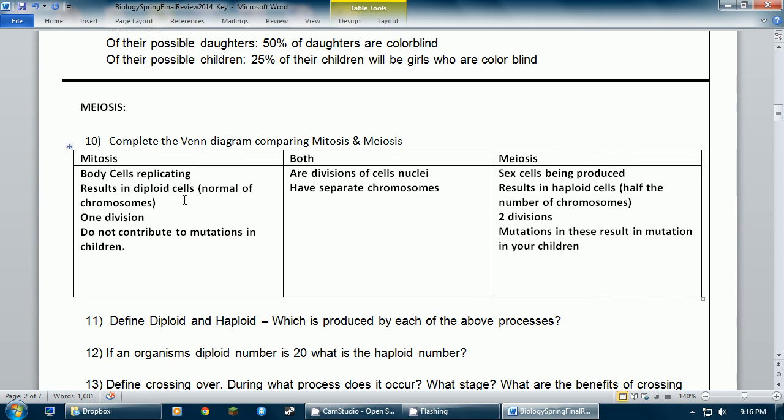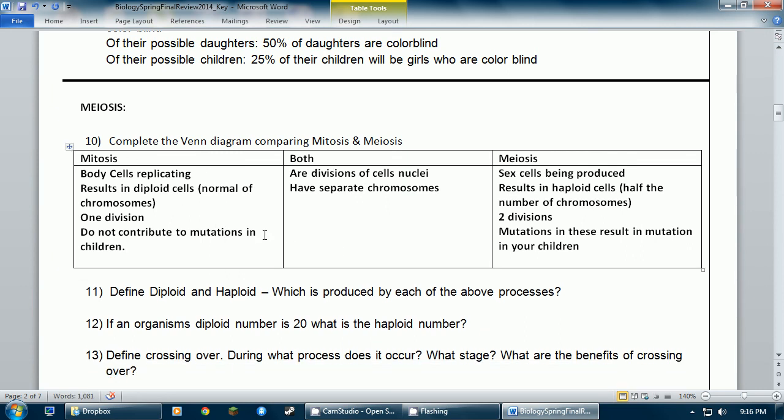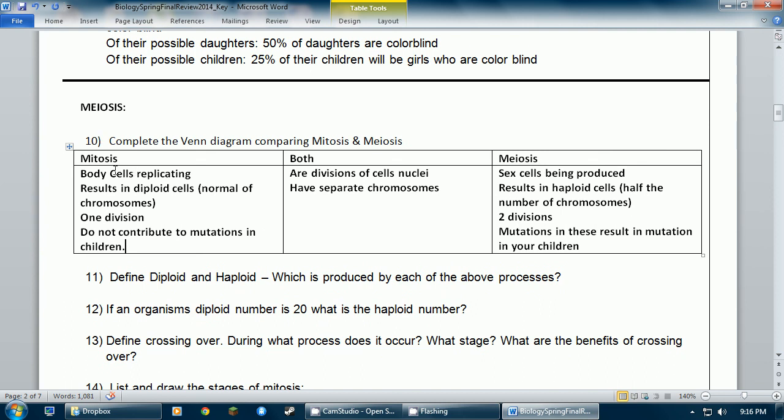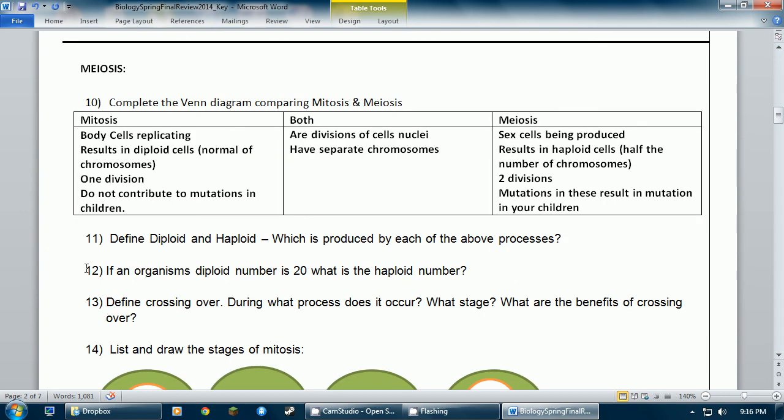If maybe it was involved in the reproductive tract, it would have to be a very complicated process for mitosis to affect your children's DNA. For the both column, though, our divisions of cell nuclei, that's the important part. Both have separate chromosomes, important. I'm just going to call it at that. You can go check the key, see if anything else got added.